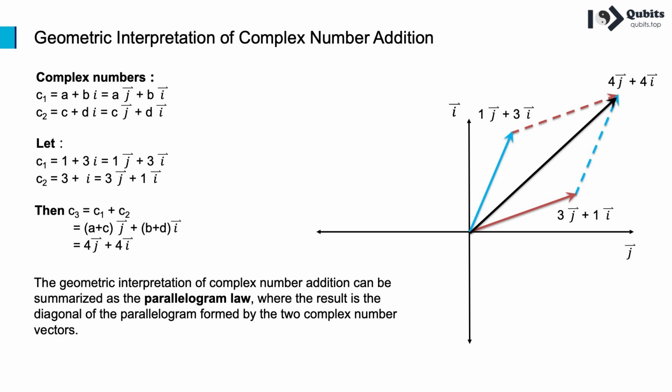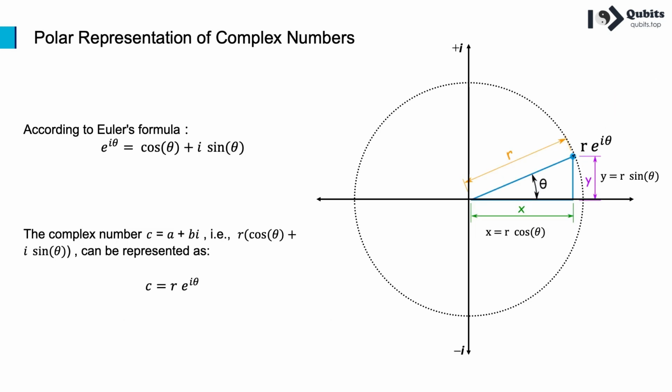The parallelogram law is a powerful tool for understanding vector addition, and it has practical applications in fields such as physics, engineering, and computer graphics. Polar coordinates are a way of representing points in a plane using a distance from the origin and an angle. In other words, instead of using x and y coordinates, we use a radius, the distance from the origin, and an angle, usually measured counterclockwise from the positive x-axis.